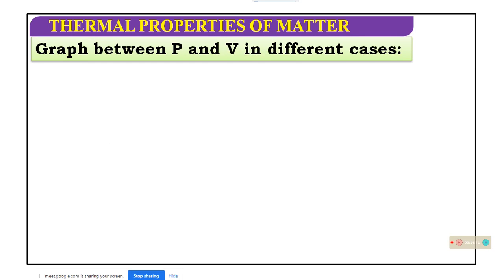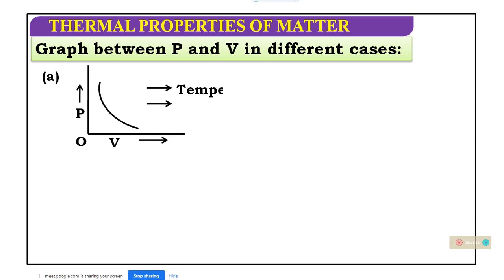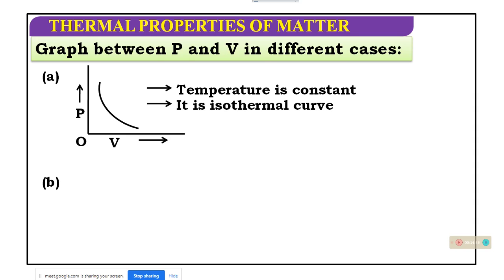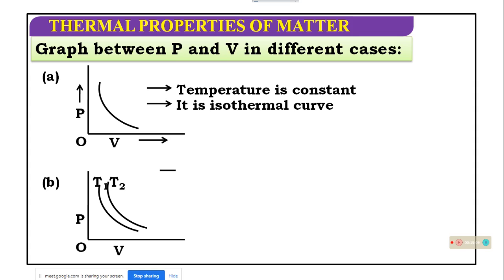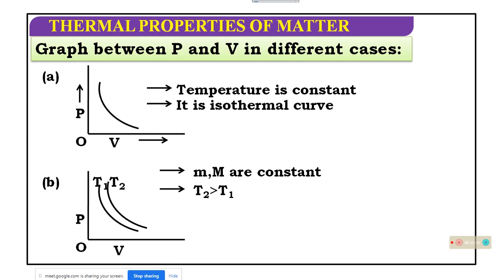Graph between P and V in different cases. This is very important. Okay, this is P and this is V. This is the origin. So this curve will be like this, as shown in the previous slide. At constant temperature, this curve is called the isothermal curve. For P versus V at temperatures T1 and T2, the curve changes. If T2 is greater than T1, then the curve is like this.